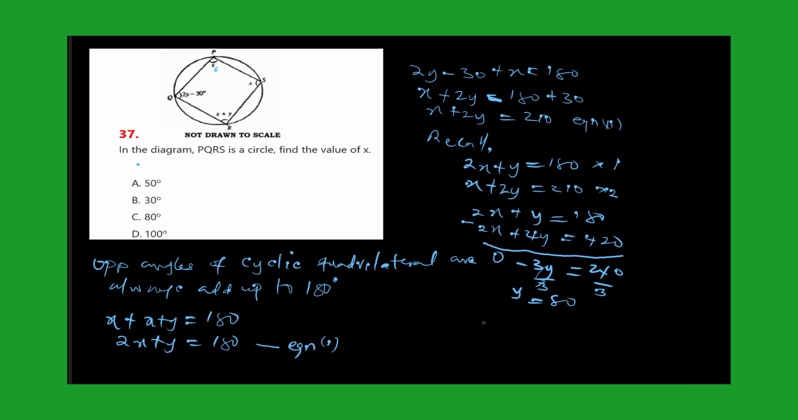We're actually looking for the value of x. So let's substitute the value of y into one of these equations. So let's take equation 1. So substitute the value of y in equation 1. So that will be 2x plus the y, which is 80, equals 180. So 2x equals 180 minus 80. Therefore 2x equals 100. We divide both sides by 2. Value of x will be 50. So our final answer is 50, which is option A.